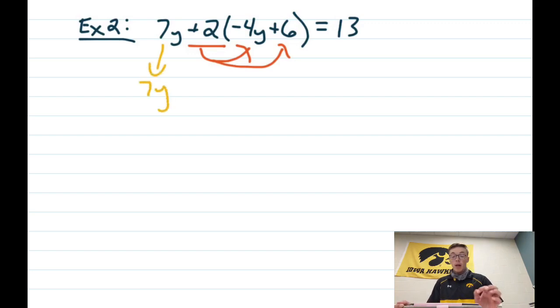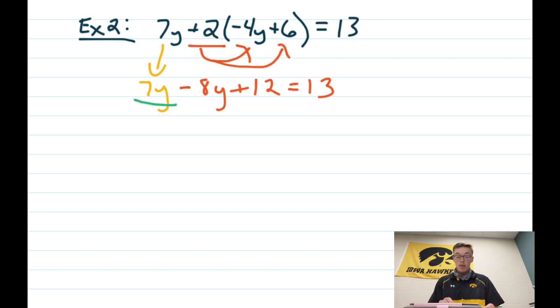Now, the plus 2 times the negative 4y is a negative 8y. So we're going to have a minus 8y. And then we're going to have a positive 2 times a positive 6. 2 times 6 is 12, and they're both positives, which makes it a plus 12. And that's going to equal 13. We haven't done anything on that right-hand side yet. Now, we see that we need to combine like terms here because they're on the same side. Let's make the problem easier. Let's combine like terms. So I'm going to highlight these in green here.